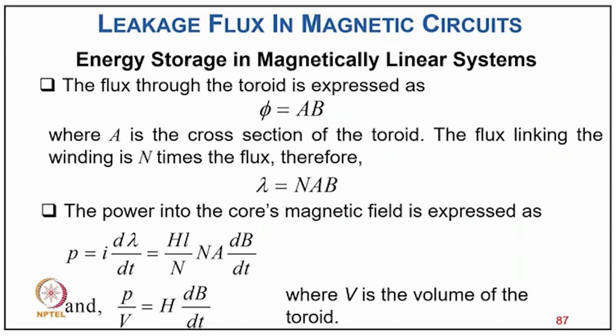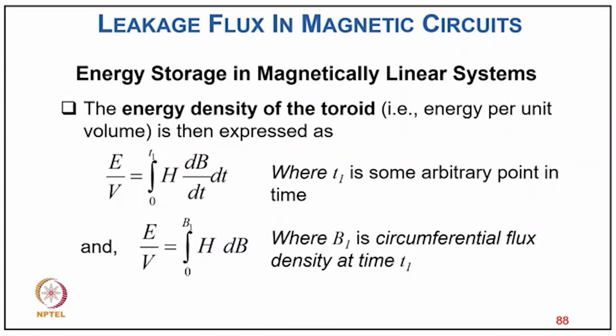So we can say the total flux is expressed as phi equal to AB, where A is the cross-section of the toroid, and the flux linkage is N times the flux. Therefore λ equal to NAB, and the power into the core magnetic field is expressed as i dλ/dt, equal to (HL/N) times NA dB/dt, and p/V is H dB/dt, where V is the volume of the toroid.